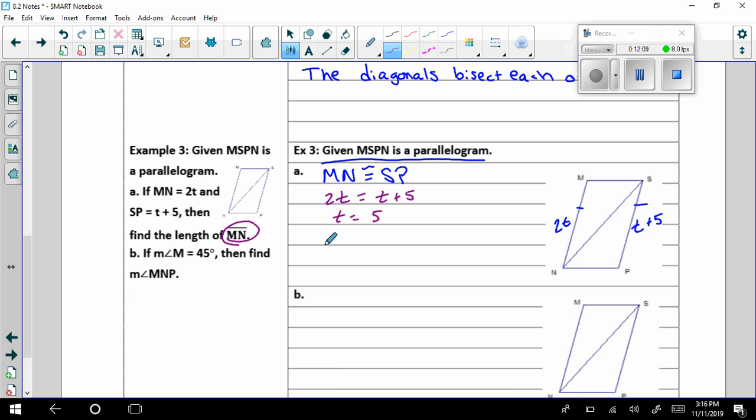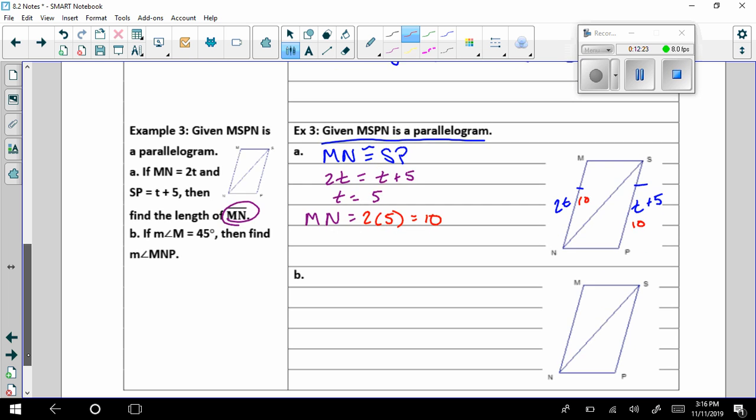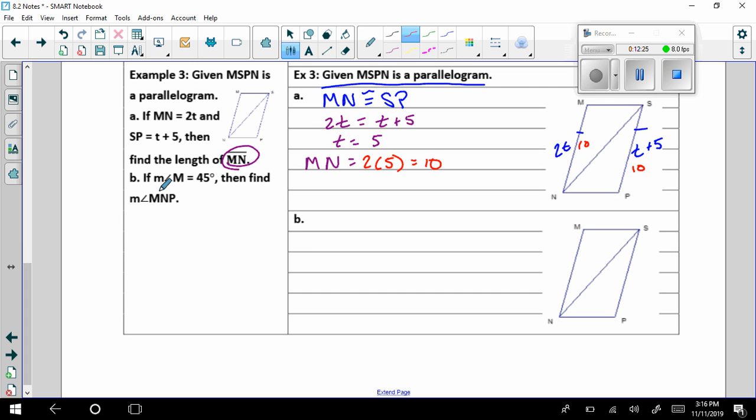Well, MN then is 2 times 5, which is 10, which means that SP would also be 10 if you were solving that out. Then find the measure, if the measure of angle M, so this angle here is 45 degrees, then find the measure of MNP. So MNP is right here.